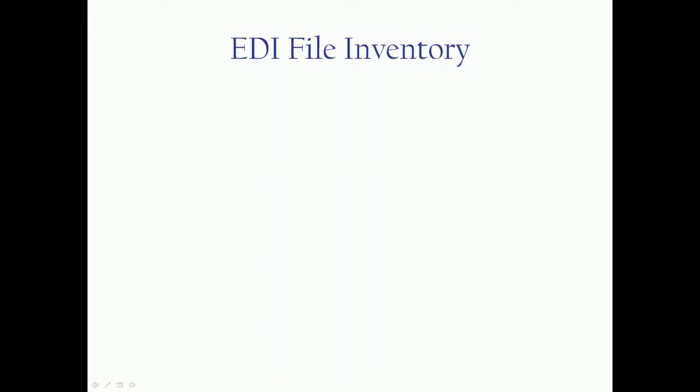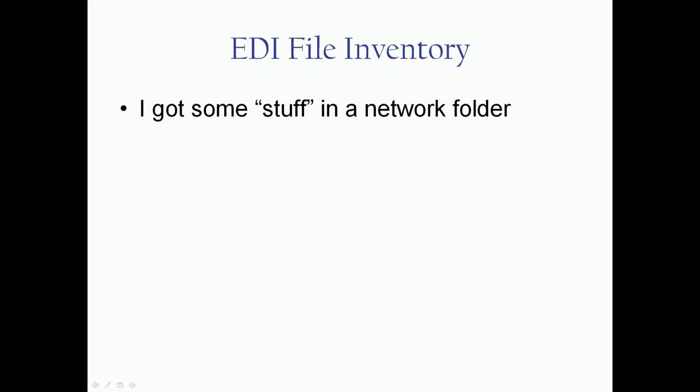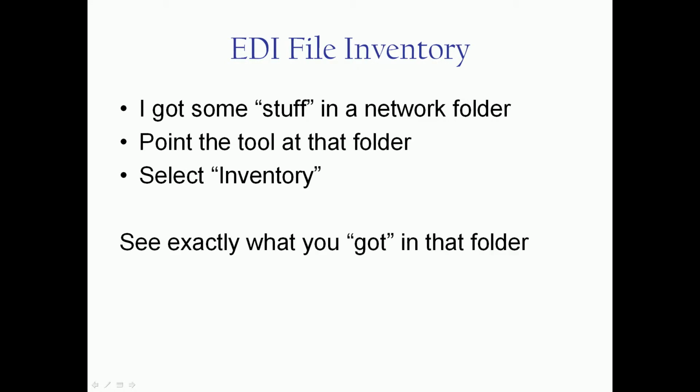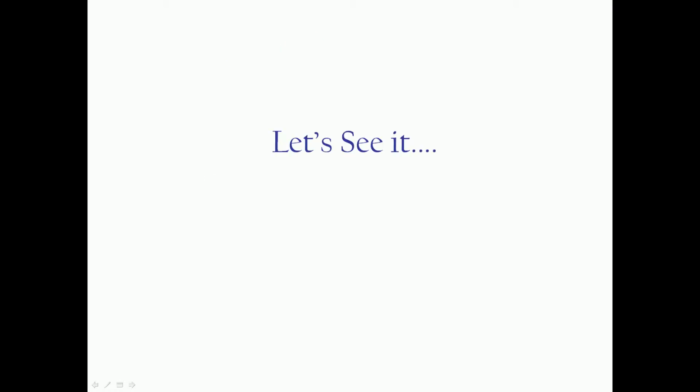The concept behind this particular tool is, I got some stuff in a network folder and I want to know what it is. So you point the tool at the folder, you select the inventory button, and it's going to look at all the files in that folder and open each one of them, and whichever ones are part of the HIPAA EDI set, it's going to report back what you have. So let's take a quick look at how it works.